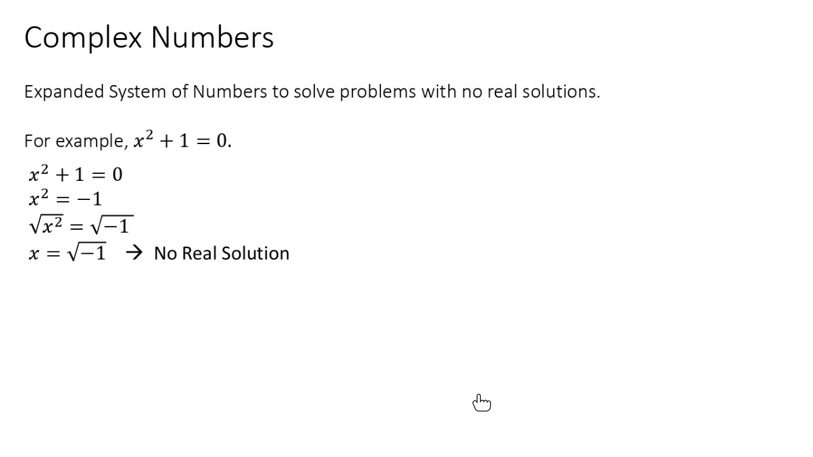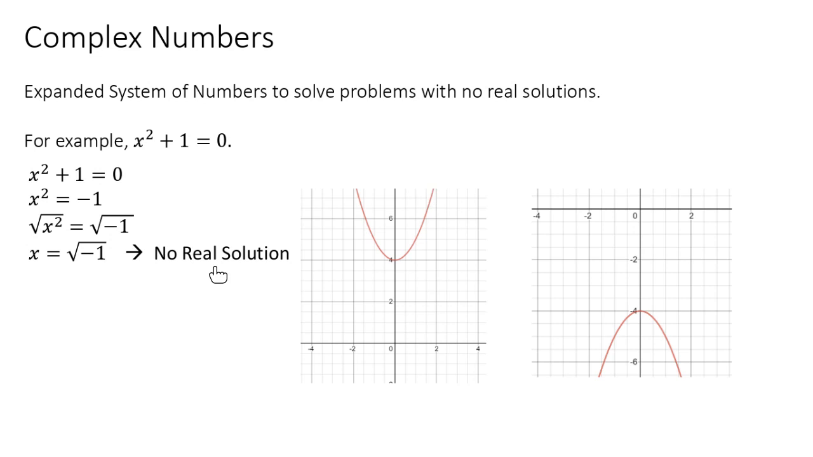Okay, so what the group of mathematicians did back then is they said, we really need something to help us continue exploring this. And so they developed a whole new number system, and they called it the complex numbers. And that's what we're going to look at right now. When you have no real solution, what that means is that the graph will never cross the x-axis. So it's either up here or down here, but it's never going to cross the x-axis. That's what it means if you have no real solution.